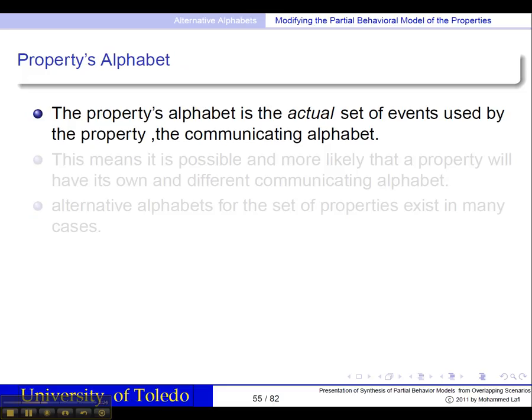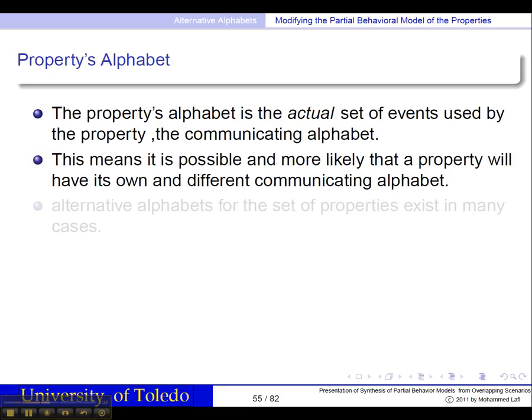Property alphabet. As we said, the property alphabet is the actual set used by the property, which is the communicating alphabet. If one assumes that the alphabet of a scenario is the communicating alphabet, therefore, the alternative alphabet will occur many times.